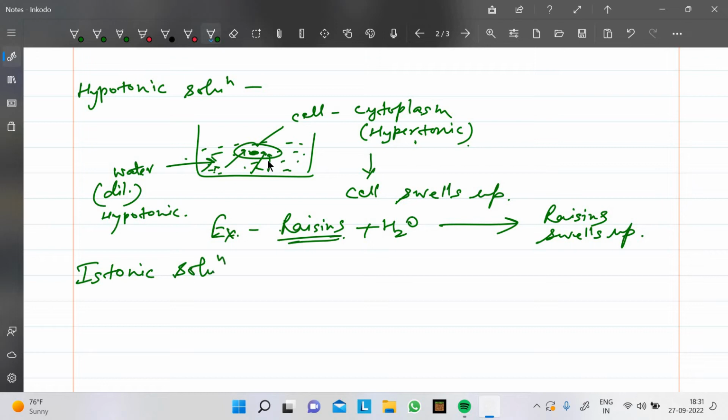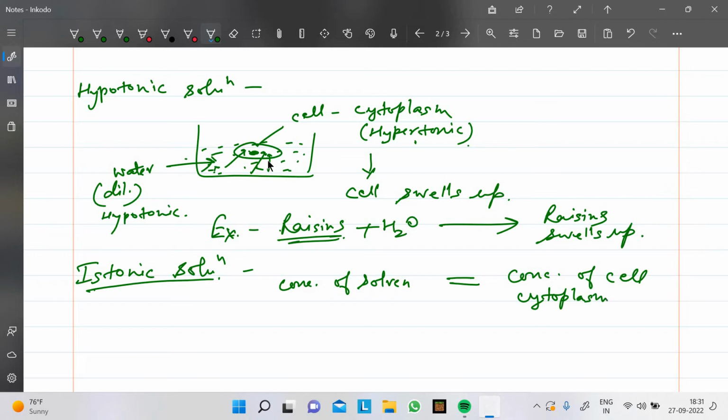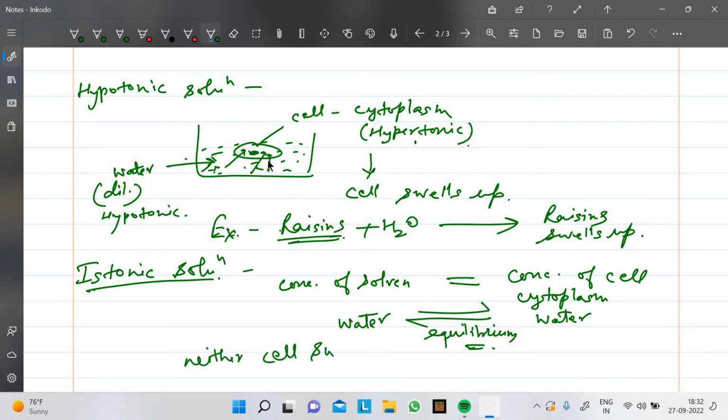Now next is the isotonic solution. Iso means equal. So a solution whose concentration is just equal to the cell cytoplasm is called an isotonic solution. The concentration of solvent is equal to the concentration of the cell cytoplasm. So for the movement of water, water is available on both sides, so what will happen? Equilibrium. Okay. Neither does the cell swell up nor shrink.